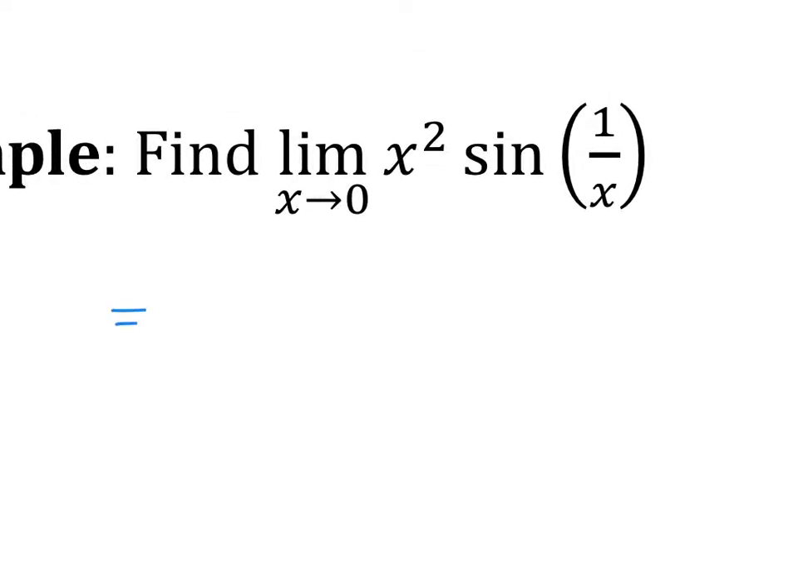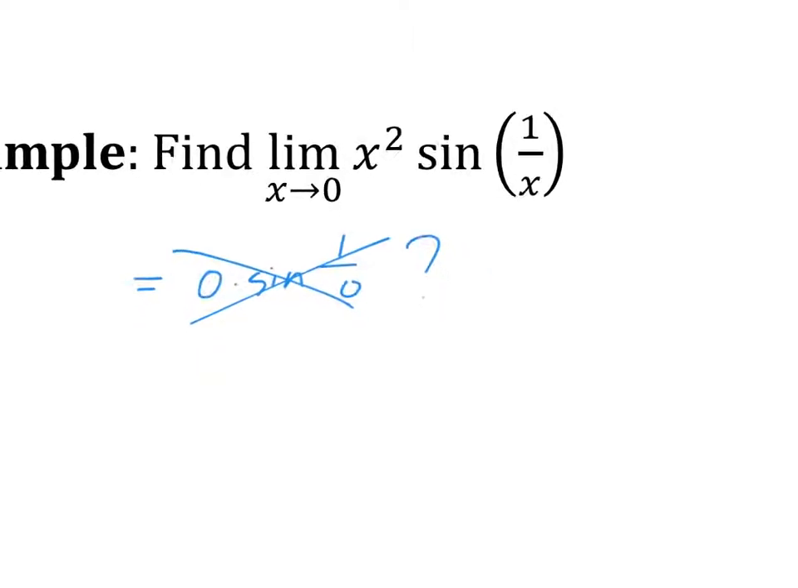If you plug it in, you get 0 times sine 1 over 0. What is 1 over 0? Undefined. Therefore, we cannot figure out what the answer is. Therefore, we got to use something else. I'm showing you why we have to use the squeeze theorem, not just that if you see this, use the squeeze theorem. The reason being, I cannot figure this out. So we don't know what that means. What is 0 times undefined? So we're going to use the squeeze theorem.